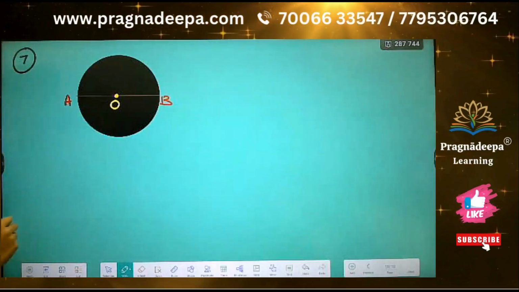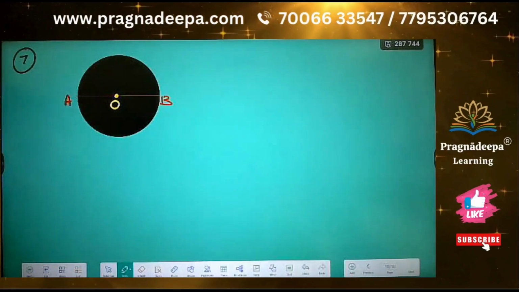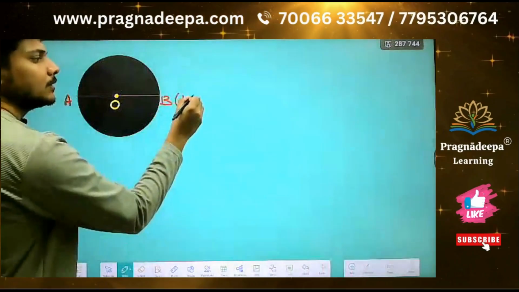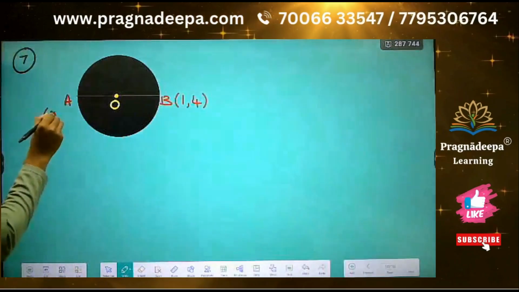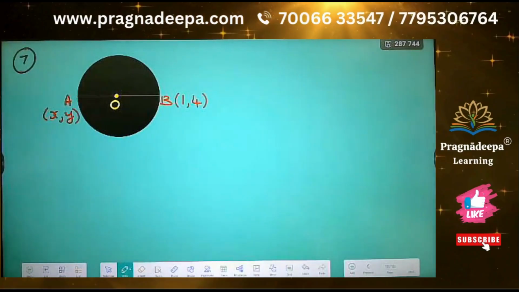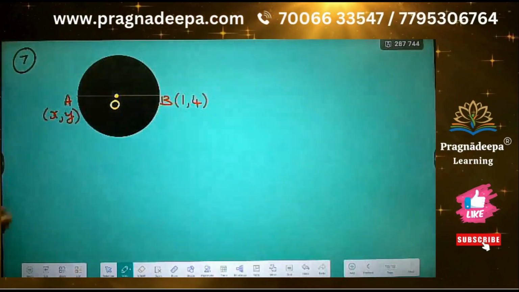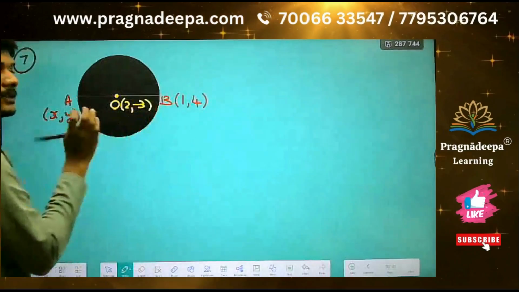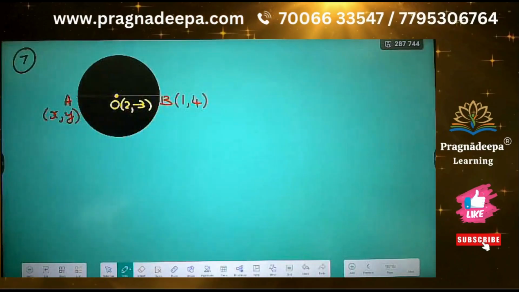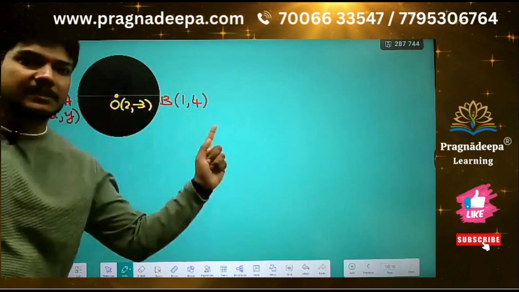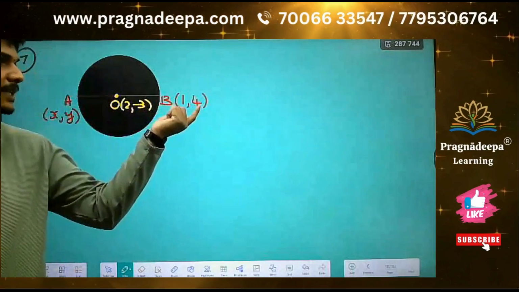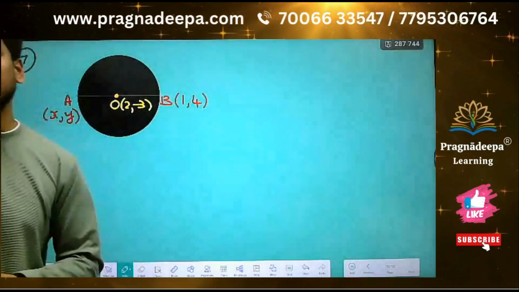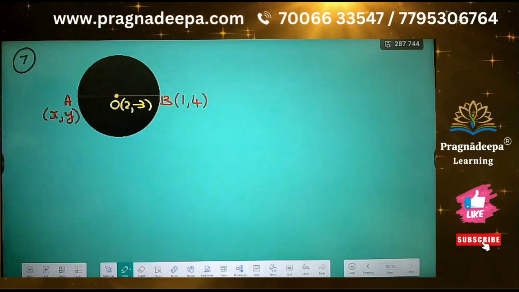Okay. So they have given the coordinates of B. Coordinates of B is 1, 4. We don't know the coordinates of A. Let it be x, y. But the coordinates of the center is 2, -3. Clear? So A is a point on the circle. B is a point on the circle whose coordinates are 1, 4. O is the center of the circle. So what you need to find? You need to find the coordinates of A. So how will you find the coordinates of A?